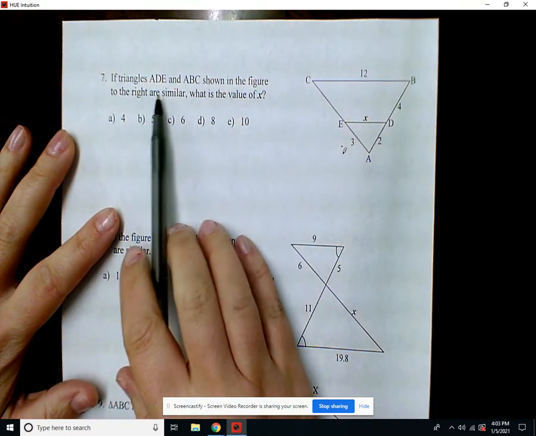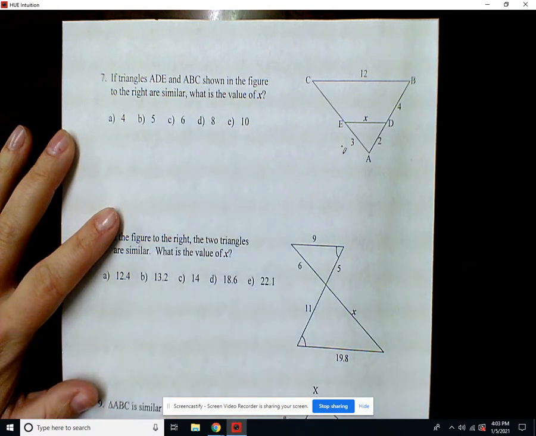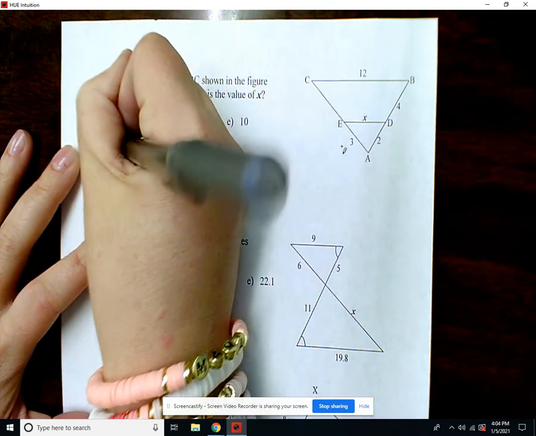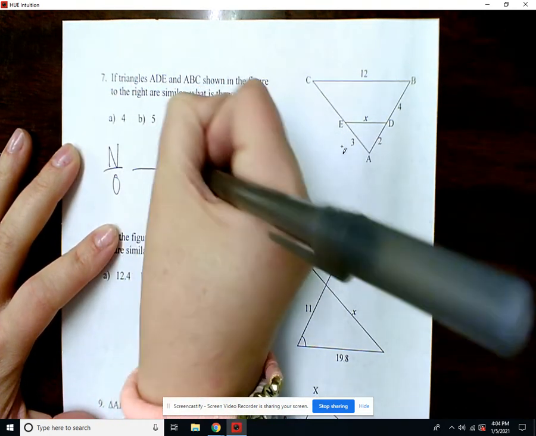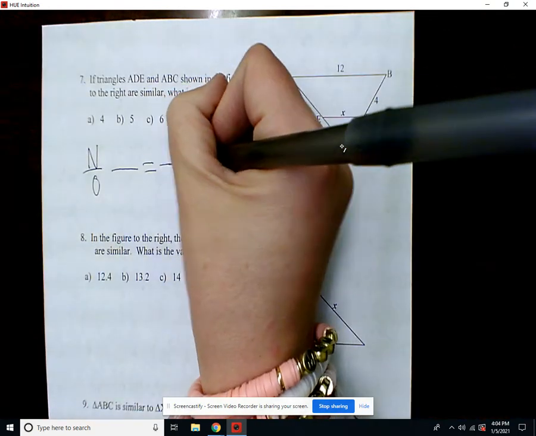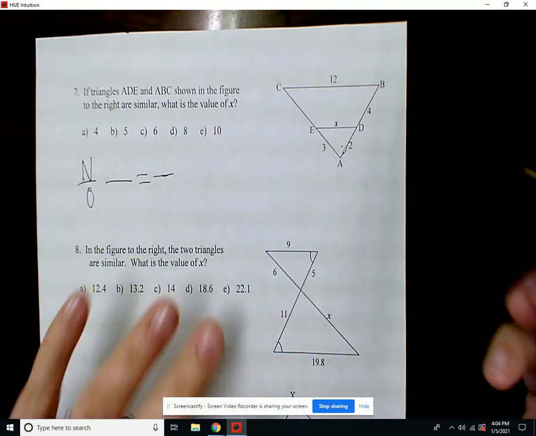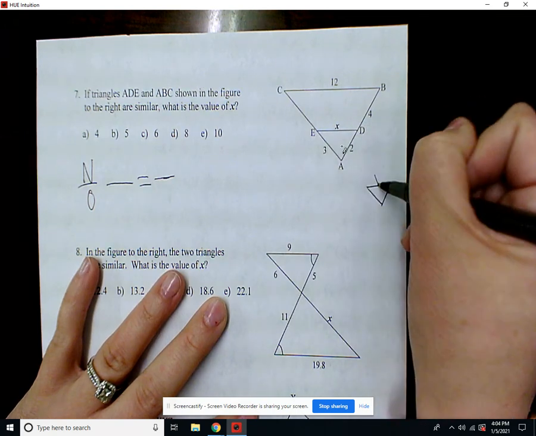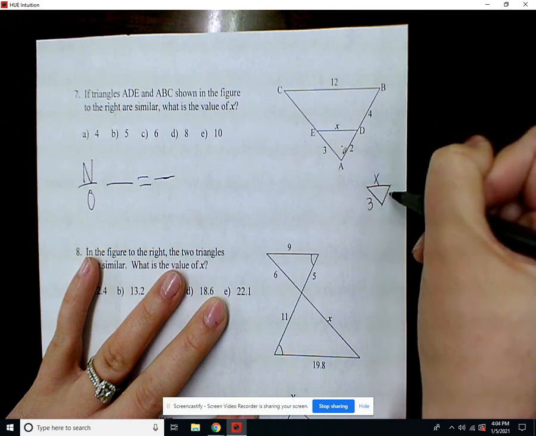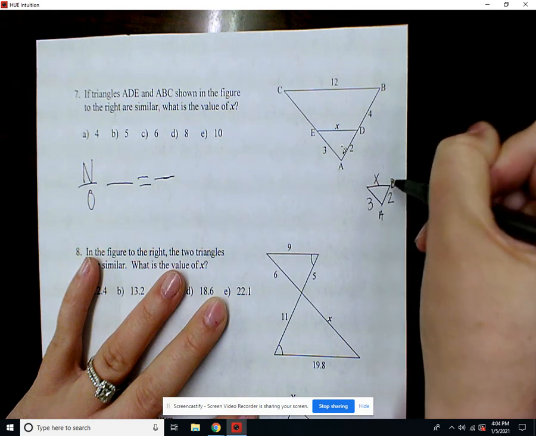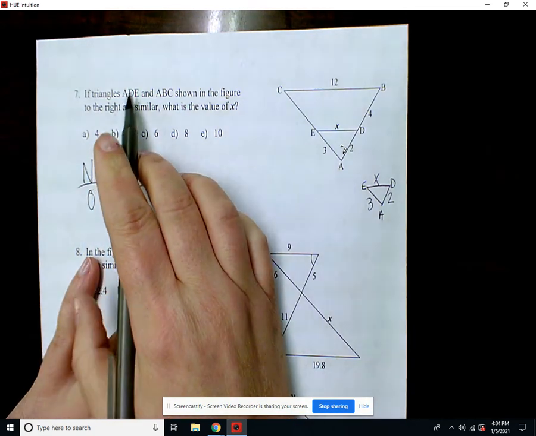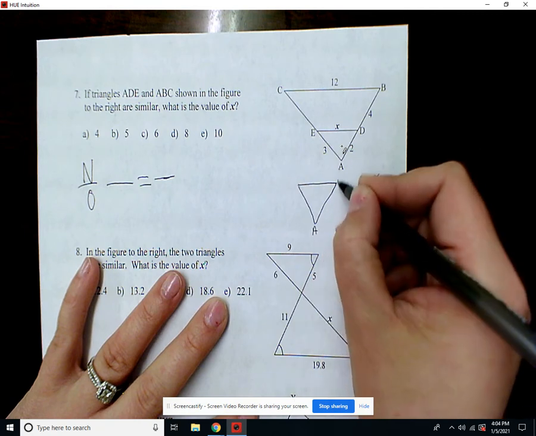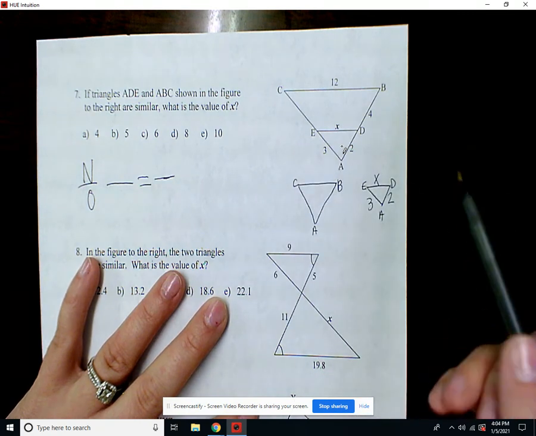All right, so if triangles ADE and ABC shown in the figure to the right are similar, what is the value of x? Okay, so again, we set up our proportion with new over old. Since we have two figures together, I'm going to separate them. So on our small figure, we have x, 3, and 2. So again, it's A, D, and E, which just comes from the figure. Then we have our bigger figure, which is A, B, and C.